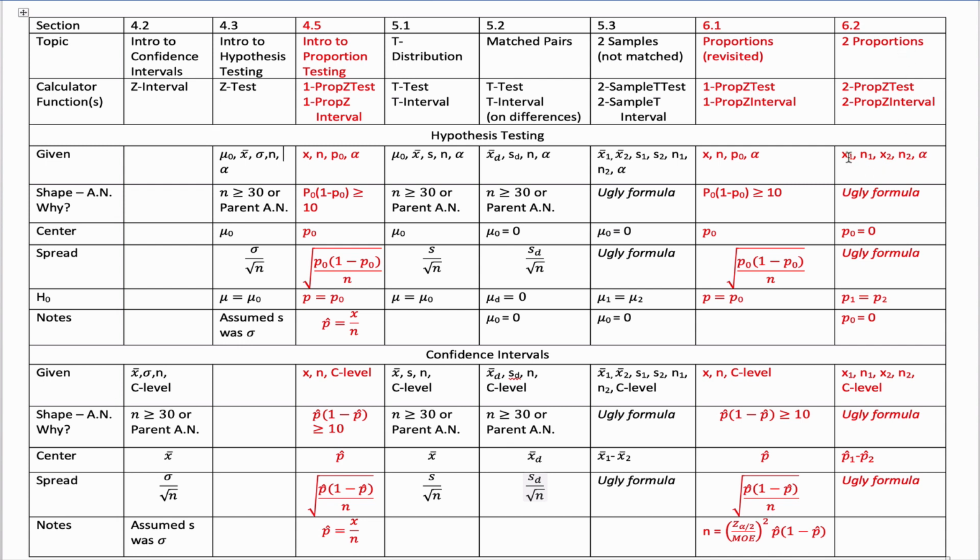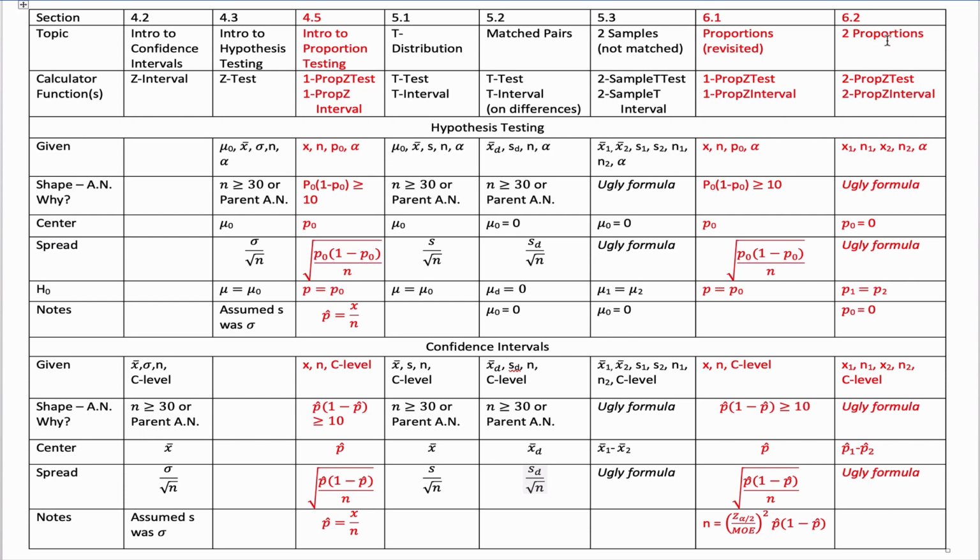So in 6.2, you always have to be given x and n like you were over here, except now there's two groups of them. There's x and n for the first group, and there's x and n for the second group. And then you are also given alpha that you're going to be testing at. Note that I didn't write p naught over here. Why? Because much like in 5.3, the thing that's like mu naught, p naught, is always equal to 0. So I put that in the notes. P naught is always equal to 0. So your center is always going to be equal to 0. And that's not explicitly given to you in the problem, so I didn't list it up here. There's an ugly formula for shape and spread, so you're not worrying about those. Your null hypothesis, instead of comparing p and p naught, compares the two different p's, the p of the first group and the p of the second group.